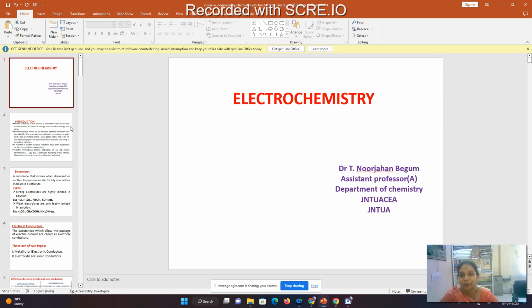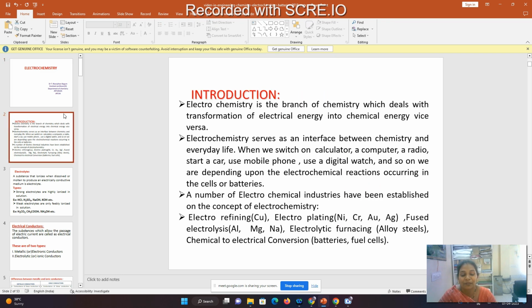So electrochemistry is a branch of science which deals with the transformation of electrical energy into chemical energy, vice versa. Means electrical energy into chemical energy into electrical energy. So electrochemistry serves as an interface between chemistry and everyday life. When we switch on calculators, computers, radios, mobile phones, digital watch, and so on, it depends upon the electrochemical reactions occurring in the cells or batteries. A number of electrochemical industries have been established on the concept of electrochemistry, like electrorefining, electroplating, fused electrolysis, electrolytic furnace, chemical to electrical conversion. All these depend on electrochemistry.